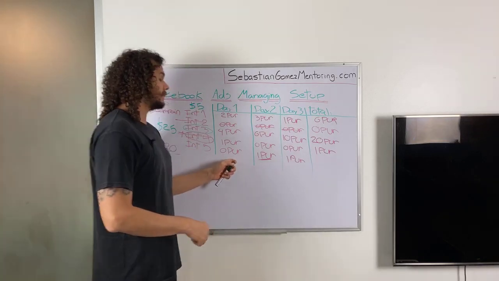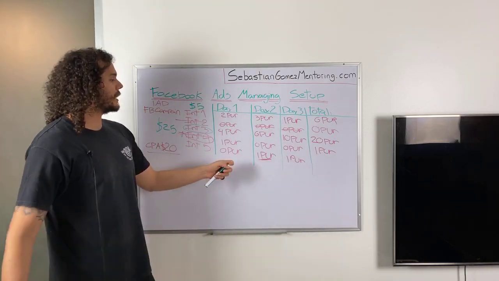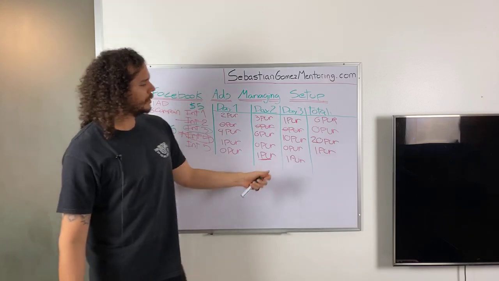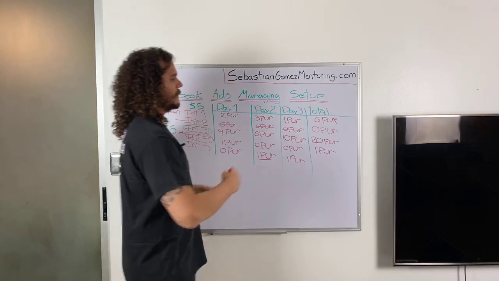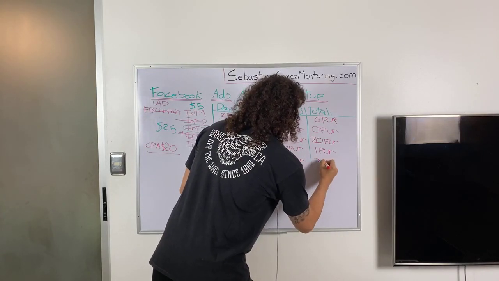Okay, interest number 5. This is the really funny one, because we had 0 purchases on day number 1, 1 purchase on day number 2, and another purchase on day number 3. So we have a total of 3 purchases.